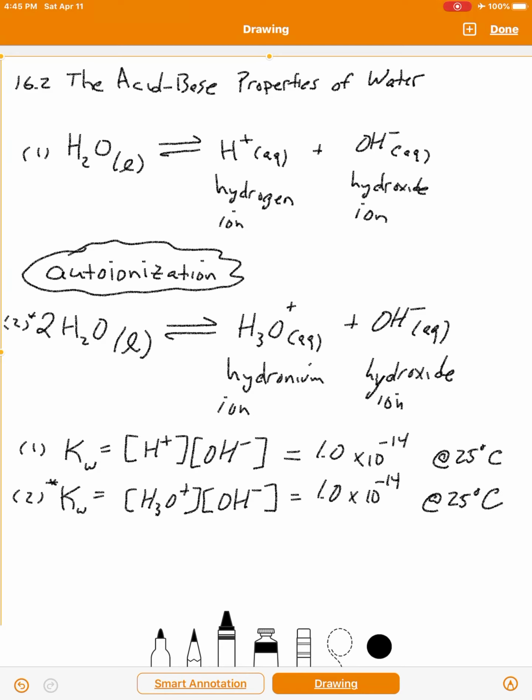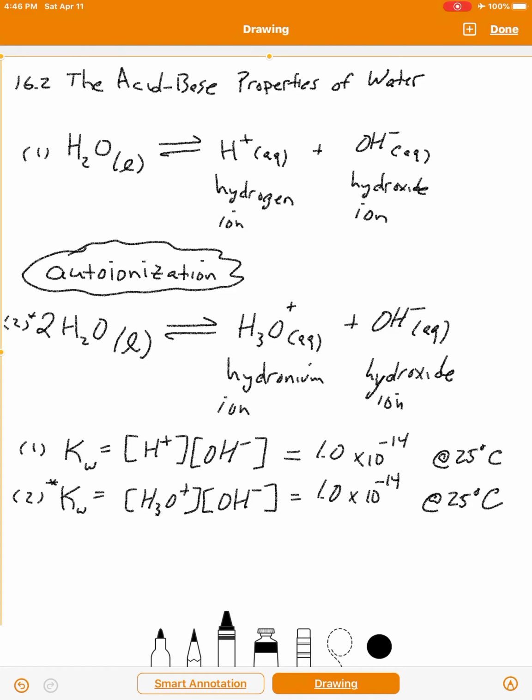It does vary with temperature. If the temperature is higher than 25, it'll increase, but only a little bit. So even if you're doing calculations at 37 degrees C, which is often referred to as metabolic temperature, even then you would use 1.0 times 10 to the minus 14, unless you were doing some kind of very precise calculations.